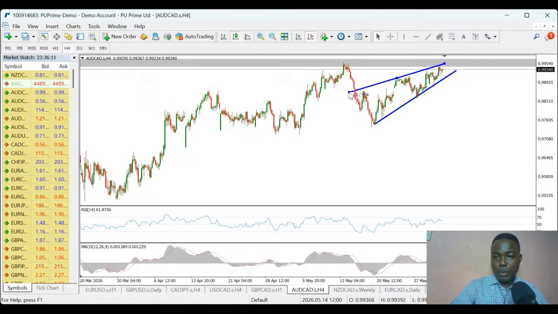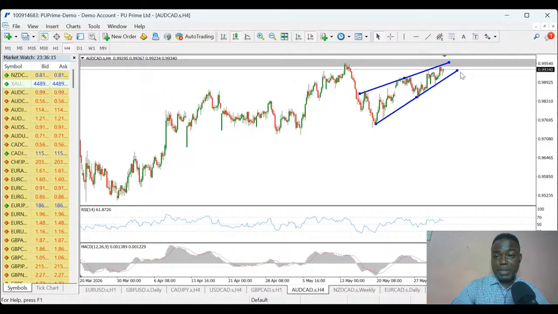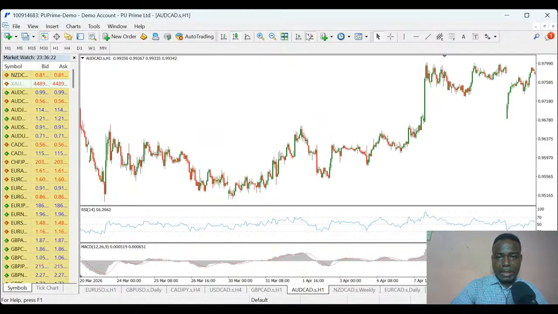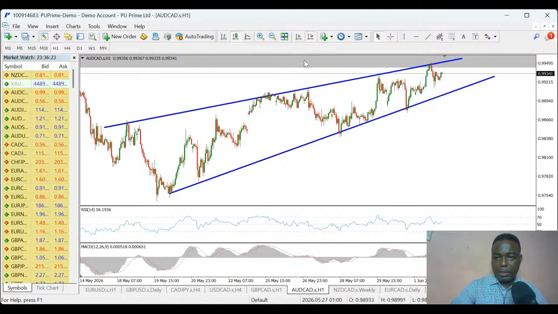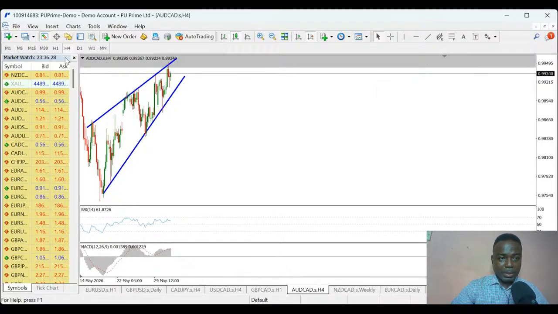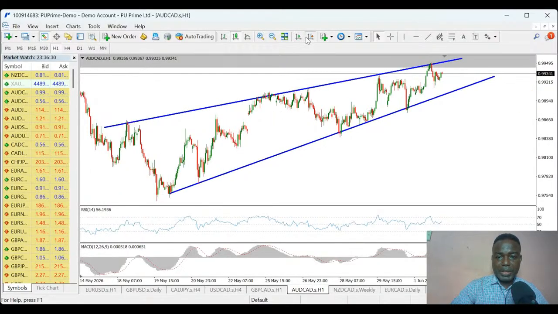Now on the 4-hour time frame, I can see clearly the formation of a rising wedge pattern. So that is confirming a bearish sentiment from what we can see clearly on the monthly and the daily time frame. I think I will look at this more from that angle now. You can trade it either as a day trader or swing trader.